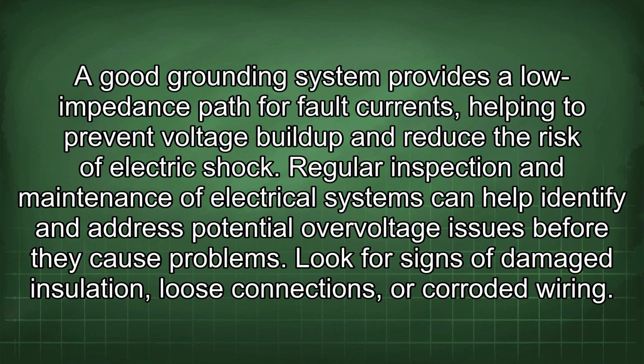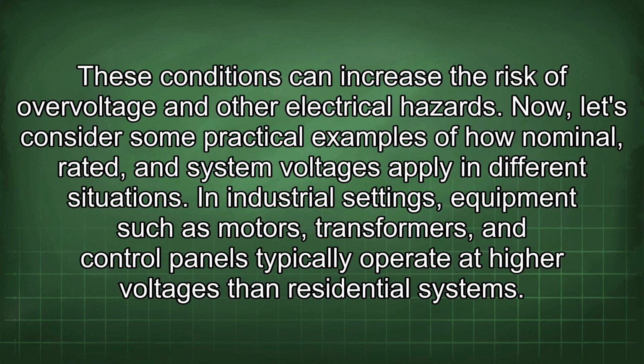A good grounding system provides a low impedance path for fault currents, helping to prevent voltage buildup and reduce the risk of electric shock. Regular inspection and maintenance of electrical systems can help identify and address potential overvoltage issues before they cause problems. Look for signs of damaged insulation, loose connections, or corroded wiring. These conditions can increase the risk of overvoltage and other electrical hazards.